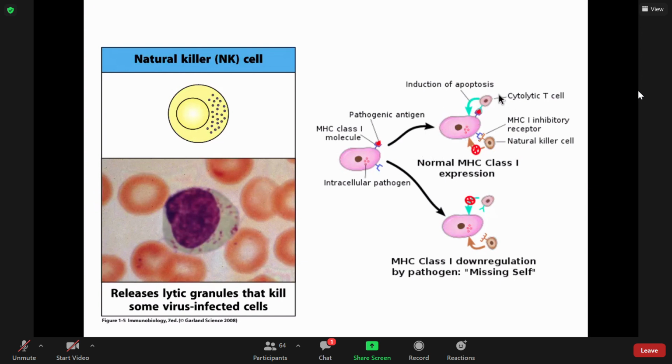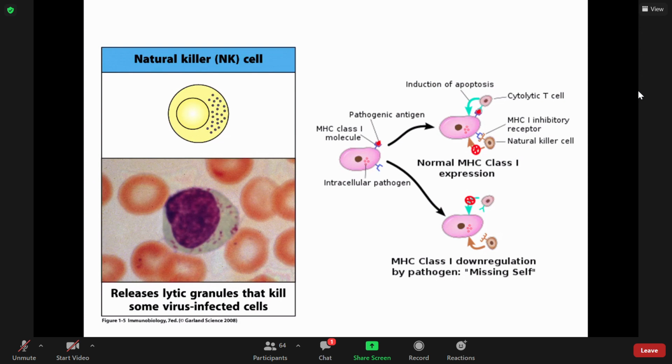Okay, you have this effector cell and target cell. This is the cytotoxic T cell. You have this peptide. When you have this TCR, peptide, MHC, and the cells are activated, they release their effector molecules and try to kill this cell. Okay, this is a normal situation, when these cells are expressing a normal level of MHC class 1.